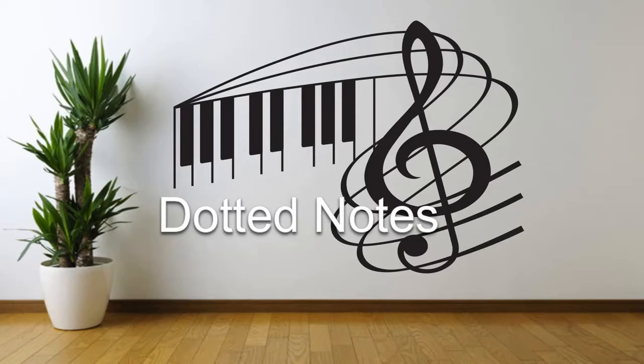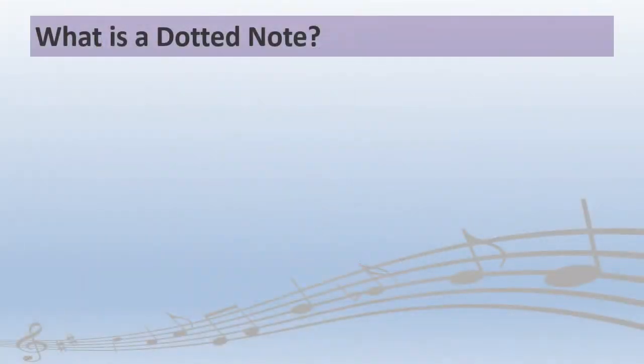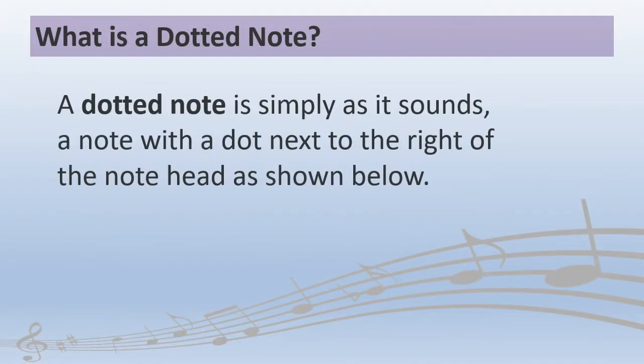In this lesson, we are going to look at how notes can be extended using dotted notes. What is a dotted note? As simply as it sounds, it's a note with a dot to the right of the note head, as shown below. Now we have a note there and then a dot right after that note. That is how a dotted note is written.